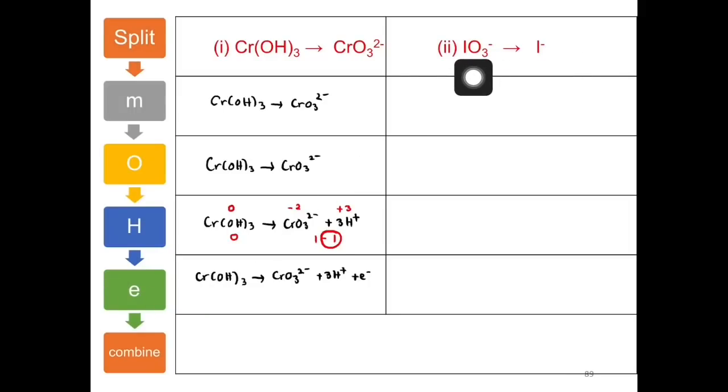Look at the iodine first. On the left side there is 1 iodine and on the right side there is also 1 iodine. So you don't have to multiply with anything. Just rewrite this equation into the table. Next, the number of oxygen atoms. On the left side there are 3 oxygen atoms. On the right side there is no oxygen atom. So you have to add 3H2O on the right side.